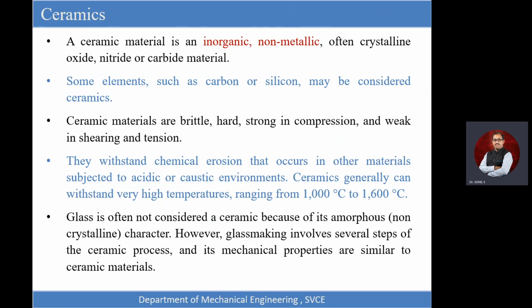Ceramics can generally withstand very high temperatures in the range of 1000 to 1600 degrees centigrade. They retain their properties. Glass is often not considered a ceramic because it is amorphous, not crystalline in nature. When you break it, it becomes a powder. Glass making involves several steps. The processing methods of ceramics and glass are almost the same, but glass is not a ceramic. Please make a note. Next, we will discuss some of the important properties of ceramics.